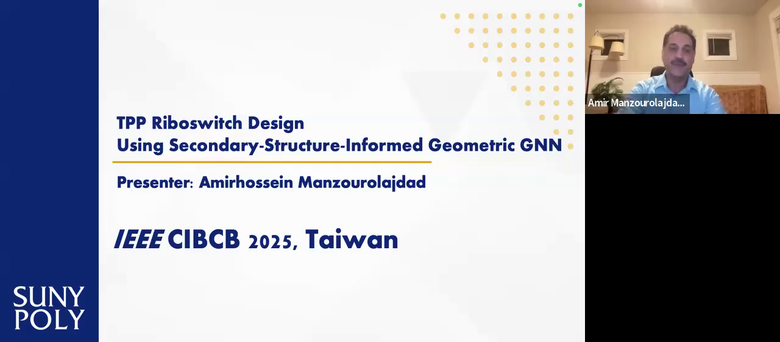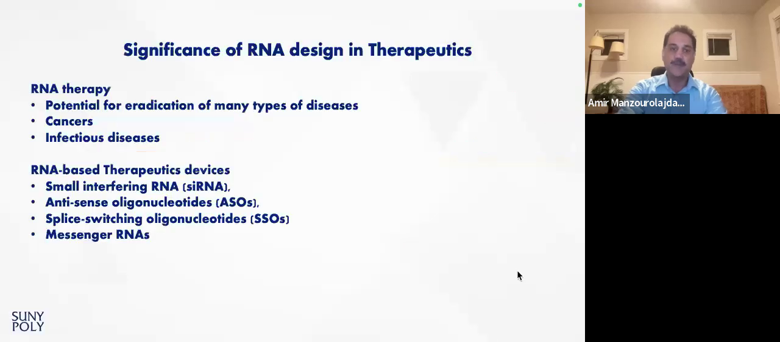This work is about using geometric deep learning to design TPP riboswitches. As we know, in more recent years, using RNA devices for therapeutic purposes has been gaining a lot of attention, and people believe that RNA has the potential to tackle different diseases and cancers due to its great structural versatility and malleability. Indeed, there are many RNAs that are used as drugs or in therapeutics as a whole, such as siRNAs, antisense oligonucleotides, and many more.